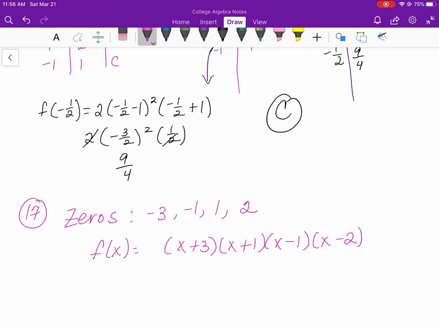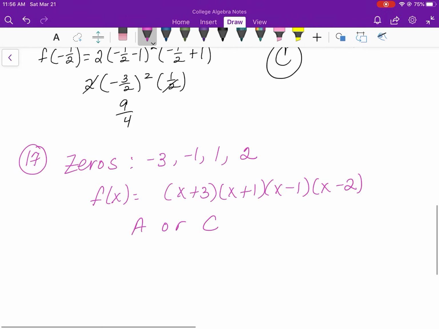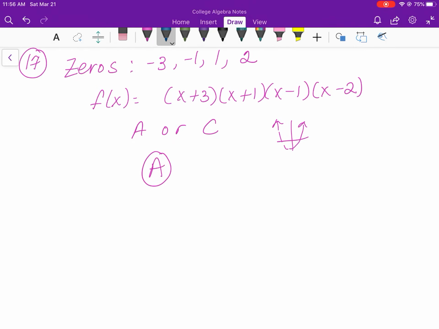And if I look for that equation, the ones that have those zeros would be choices A and C. So it's either A or C. And then I'm going to look at my end behavior. I have both arms up, so that means I have a positive in front, so I'm going to go with option A. Let's see if we're correct on that one. Yes, we are. All right, moving on to number 18.